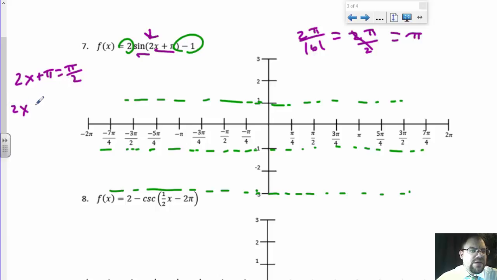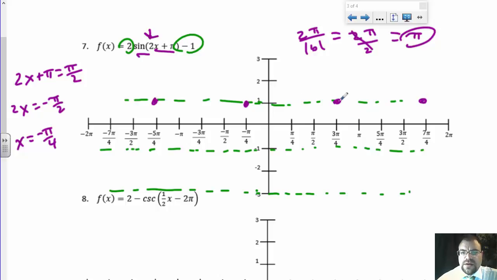So that means 2x will equal negative pi over 2, because I'm subtracting pi from both sides. And then I divide both sides by 2, and it's going to give me negative pi over 4. So negative pi over 4 is a maximum point. And because the period is pi, and pi is 1, 2, 3, 4 spaces, I'm going to count 1, 2, 3, 4 spaces, and I'll be at the top again. So I say 1, 2, 3, 4, top.